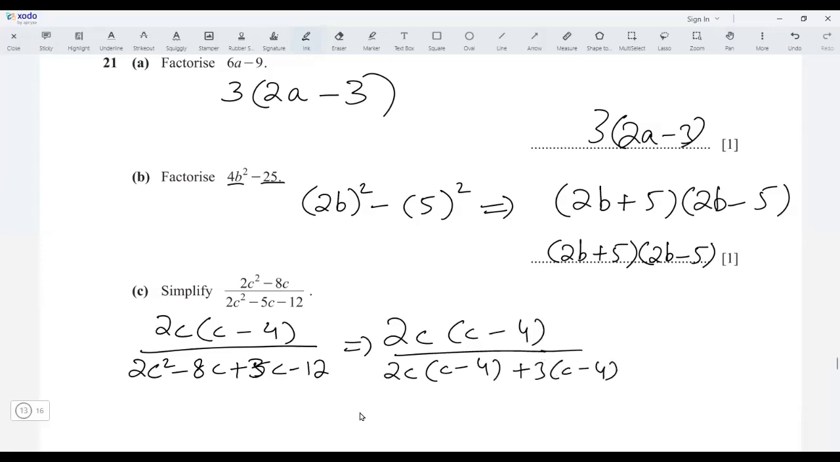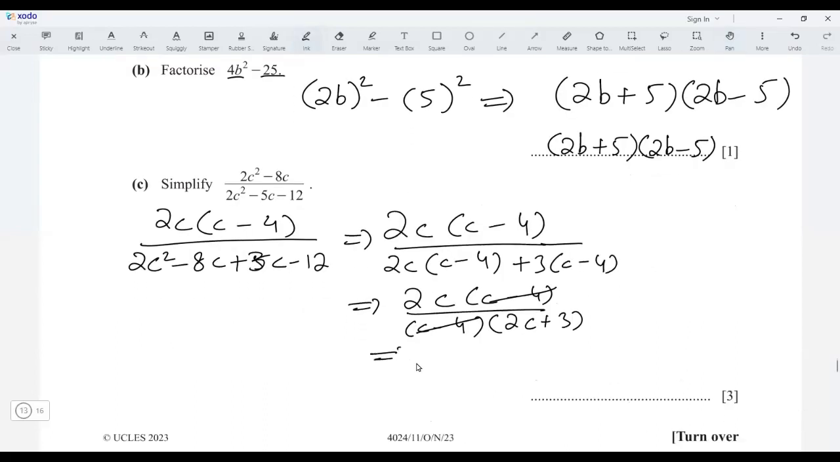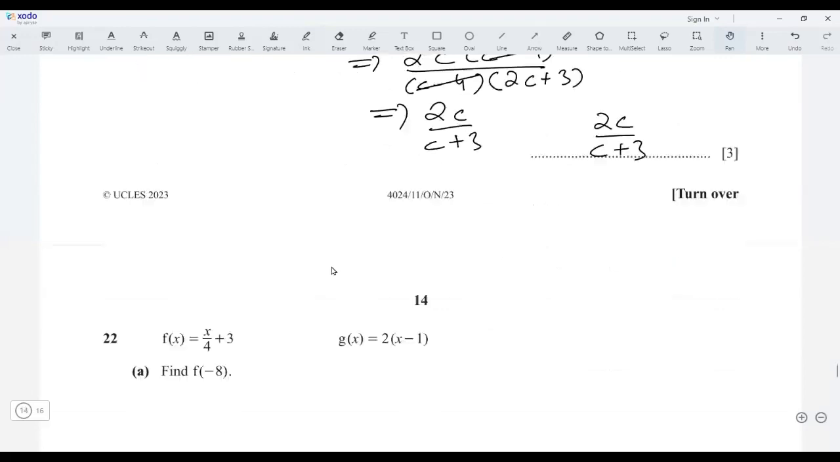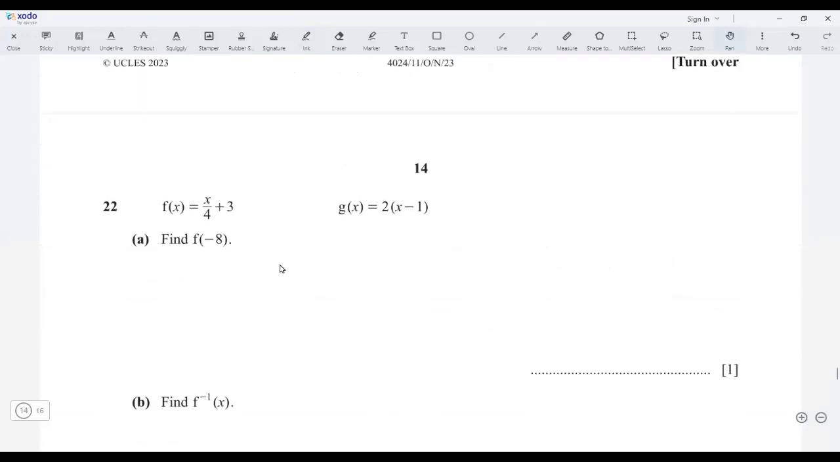The brackets are the same, so we write the brackets one time. So it will be (c minus 4) times (2c plus 3). So c minus 4 will be cancelled. So the final result will be 2c divided by (c plus 3). This is the final result of this simplification. So we have to move to the next thing, that is, for evaluation, f of negative 8.